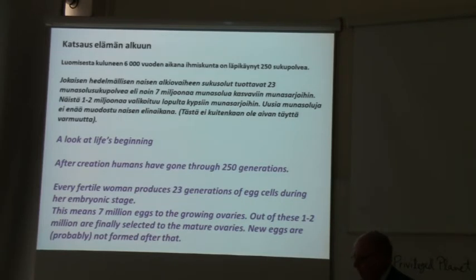Look at life's beginning. After creation, we have gone through about 250 generations. It's interesting because 250 generations seem to separate you and me from Adam and Eve. Quite fascinating. Every fertile woman produces only 24 generations of egg cells in the ovaries during the embryonic stage. This means that when a woman is born, there's 7 million eggs in the ovaries. Out of these young girls' eggs, only 1 or 2 million are finally selected to the mature ovaries. New eggs are probably not formed after that.